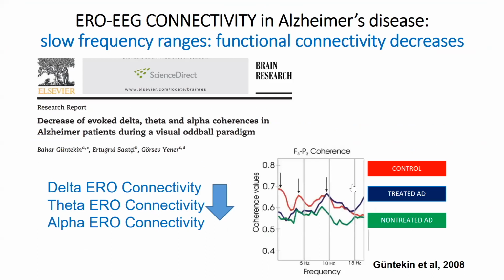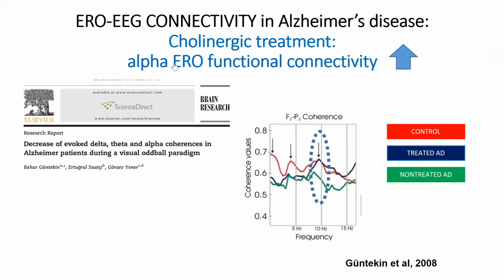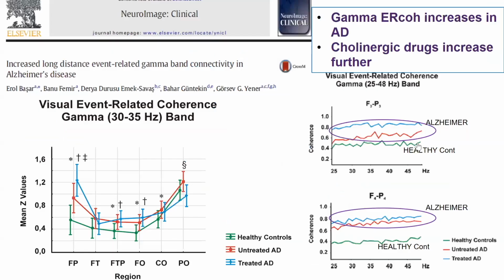Delta, theta, and alpha event-related connectivity decreases in Alzheimer's disease, and cholinergic treatment increases alpha connectivity a little bit toward the healthy controls. And what's more, gamma event-related coherence is increased by cholinergic medication. In resting EEG connectivity, it's another story.